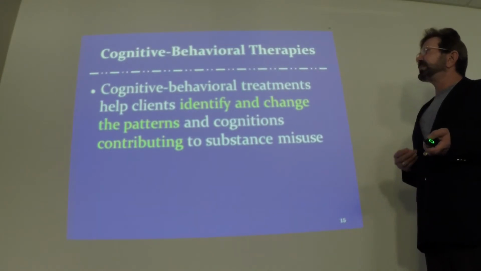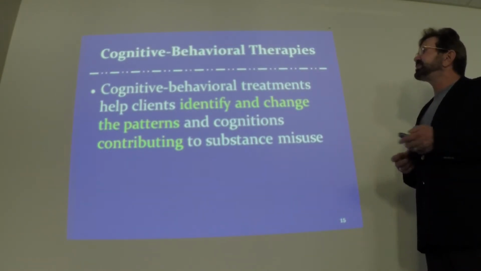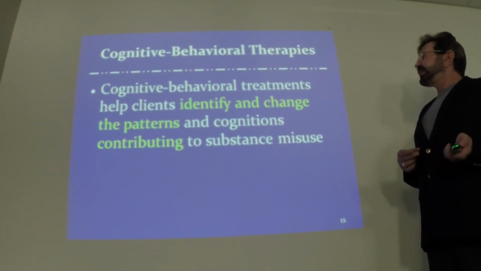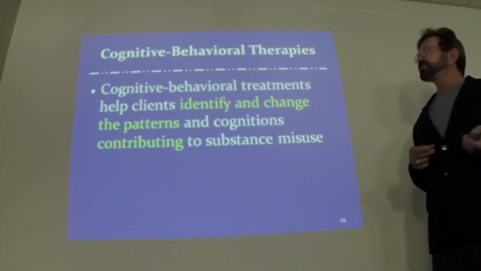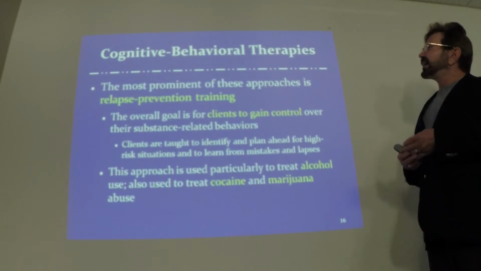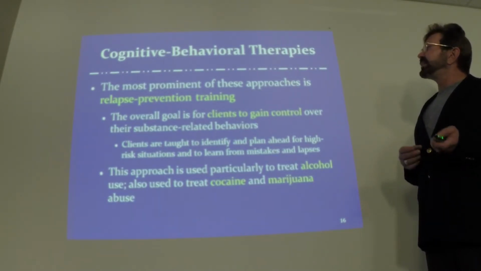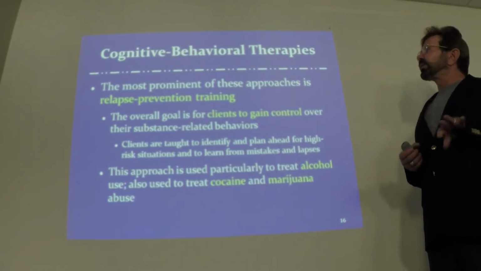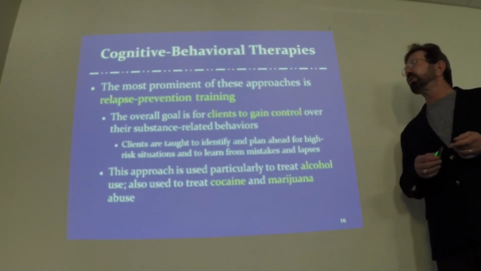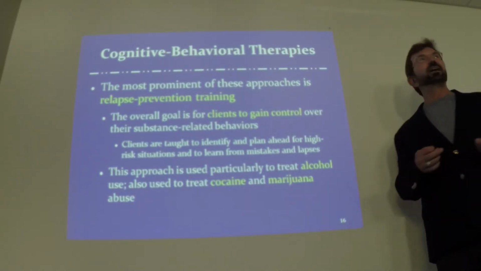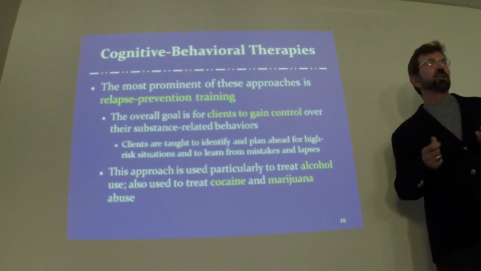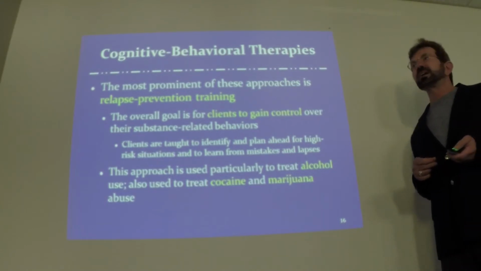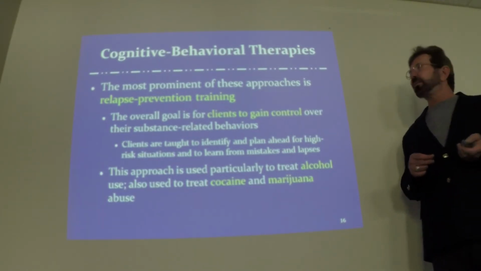Cognitive behavioral treatments have helped identify and change the patterns and cognitions contributing to substance misuse. This has been very effective. Then the most prominent of these approaches is relapse prevention training. The overall goal is for clients to gain control over their substance-related behaviors. The client knows going to a bar on Friday night is going to cause him to relapse. He'll probably need to stay away from the bar.